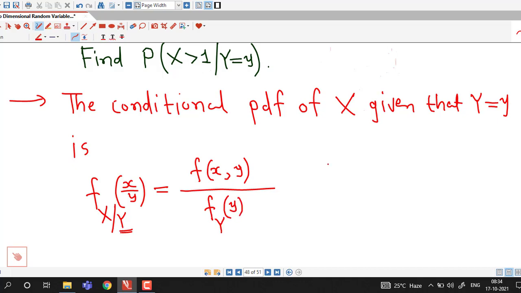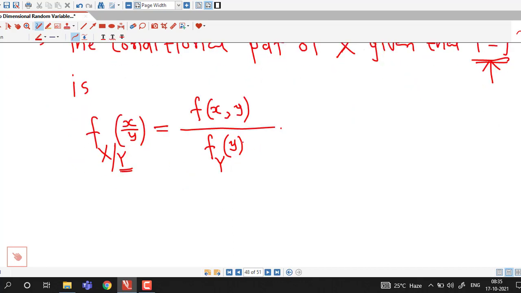So here y is given. We are interested in the conditional density of x given that Y equal to y. So we have to divide joint density of x and y by marginal density of random variable y, and to find out this conditional PDF, first we decide what is marginal density of this random variable y. So we will require this, and first we decide what is this.